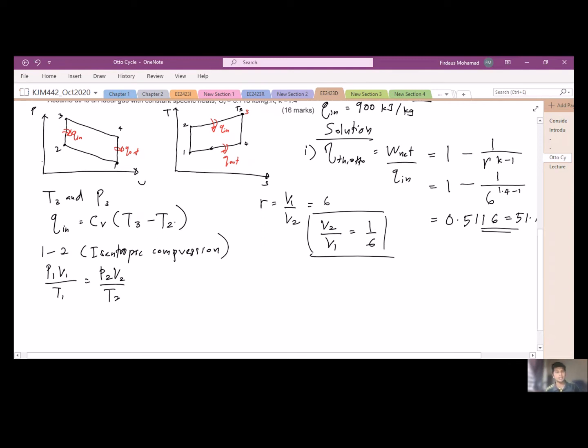So to determine the temperature at state number two, we can use the process from one to two, which is isentropic compression. For this you could use the equation of state, P1 V1 over T1 equals P2 V2 over T2. But we don't have the pressure at two, so we cannot use this equation. So we use the isentropic equation for compression: T2 over T1 equals (V1 over V2) to the power of k minus 1.